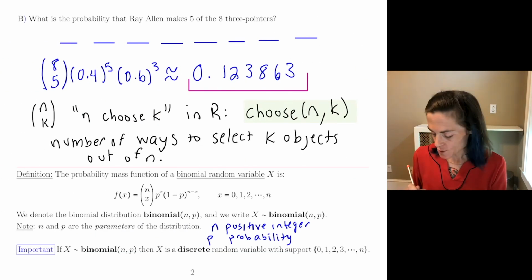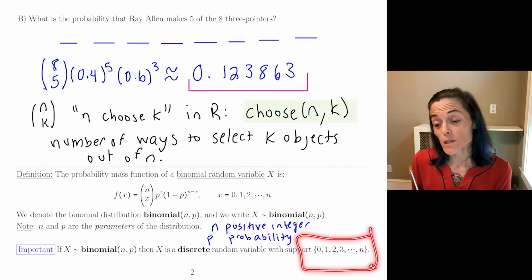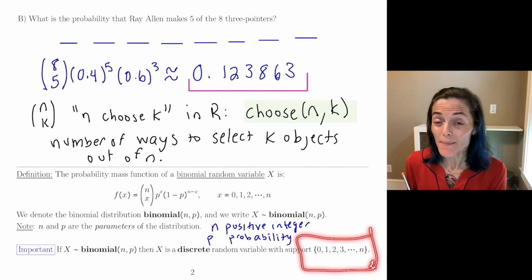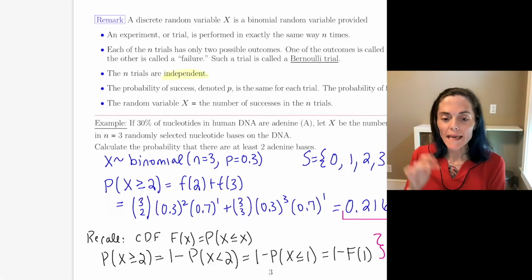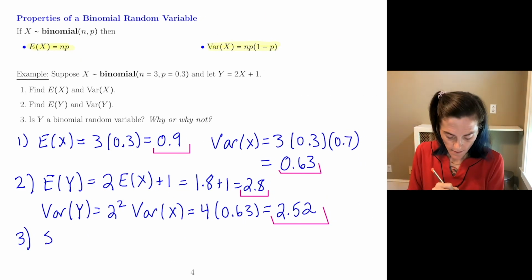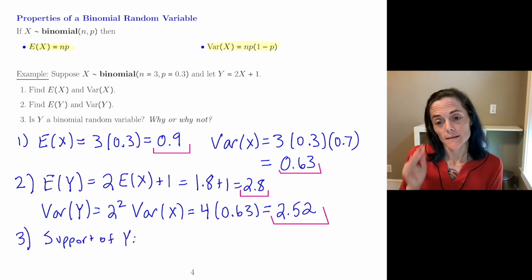Really, the key to answering this is to realize that every binomial random variable, the support will start at 0 and then contain 1, 2, 3, 4, etc., all the way up to some number n. So we can answer this just by looking at the support. The support of y, well, the support of x is 0, 1, 2, 3.